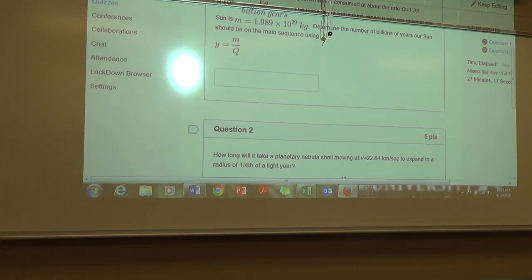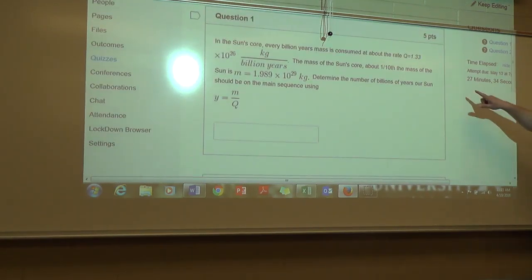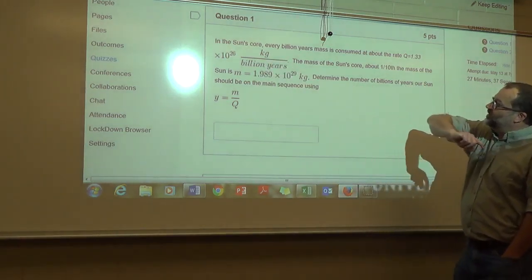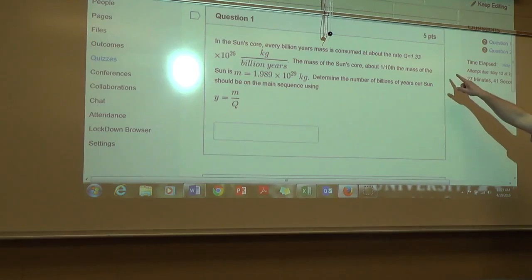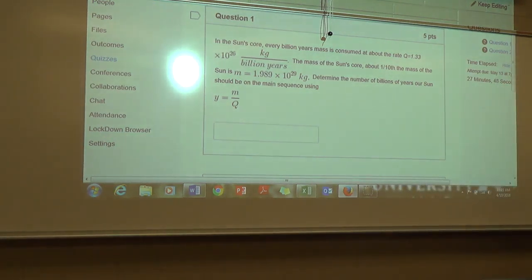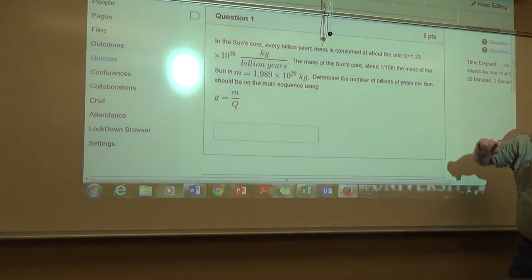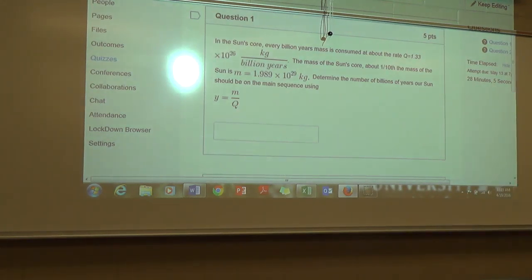Okay. In the sun's core, over a billion years, mass is consumed. This is chapter 14. Mass is consumed at a rate of 1.33 times 10 to the 26 kilograms per billion years. The mass of the sun's core that we're concerned about is 1.989 times 10 to the 29 kilograms. How many billions of years should our sun be on the main sequence? The number of billions of years is just the mass divided by the rate at which mass is being consumed, and you get the answer.